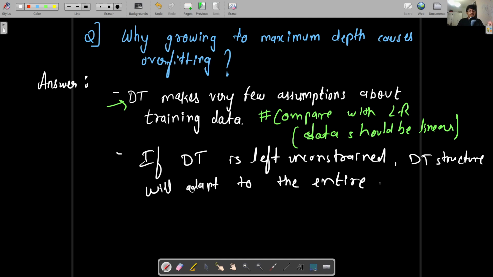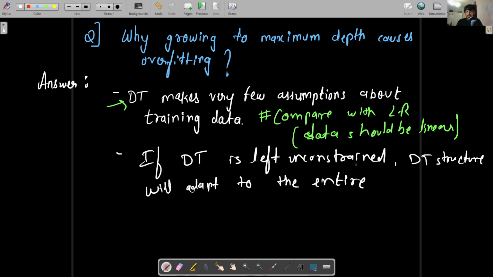It will be prone to outliers, because we are not doing anything with the data. We are just giving it as it is to the decision tree algorithm, and we are building it. So there are chances that if there is an outlier, then our decision tree will adapt to this outlier and it will grow accordingly.